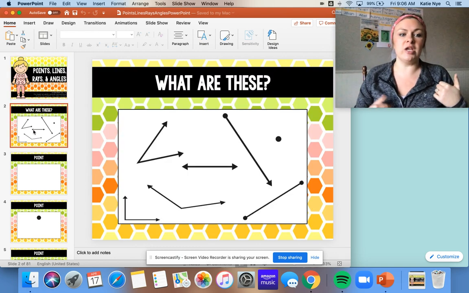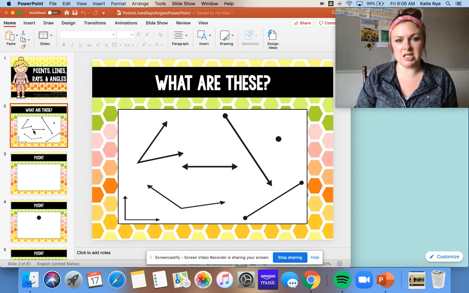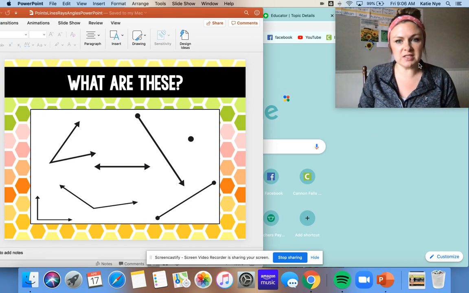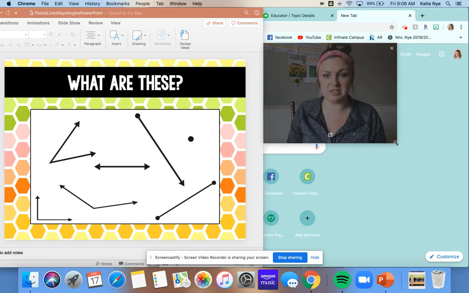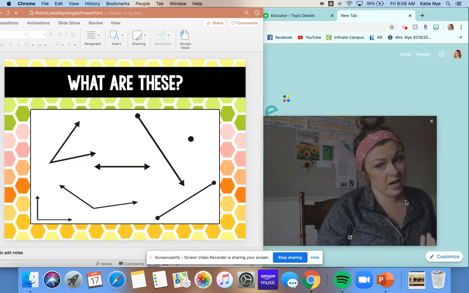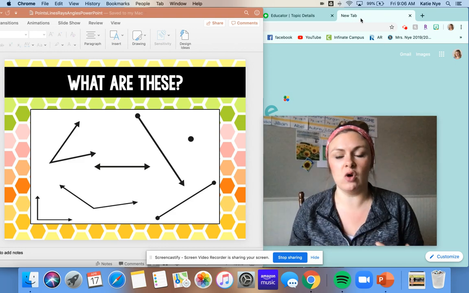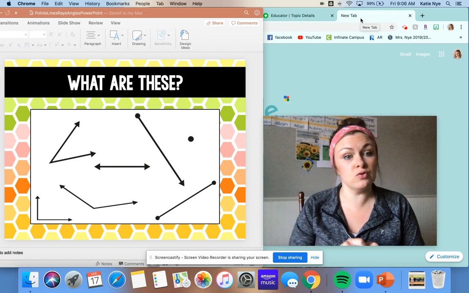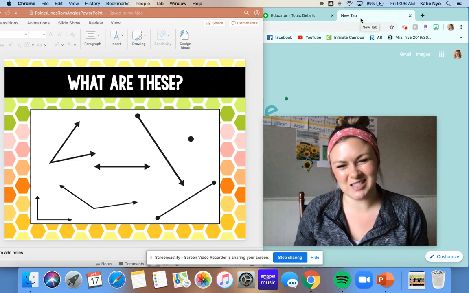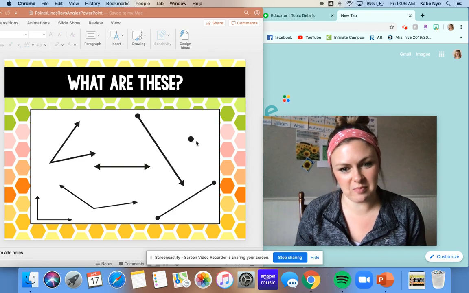So first, we are talking about what these things are that are on my screen. Which ones of these are points? Which ones of these are lines? Which ones of these are rays? I want you to point on your screen to the one that you think is a point. That one's kind of simple, right? Right here is a point.